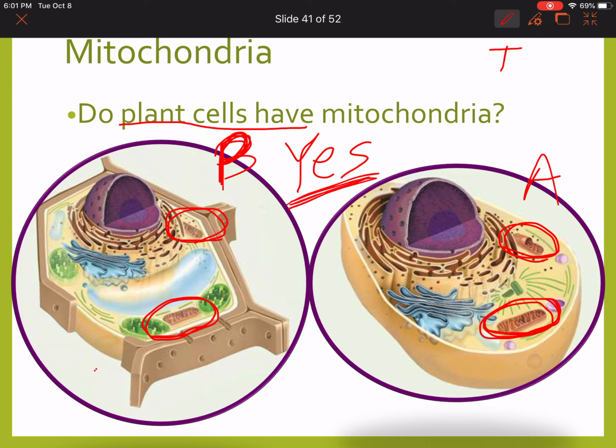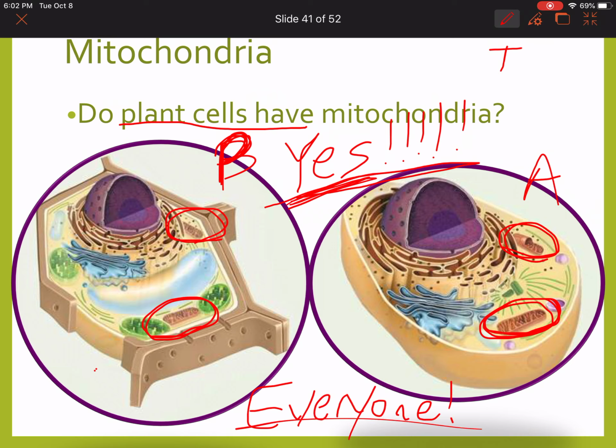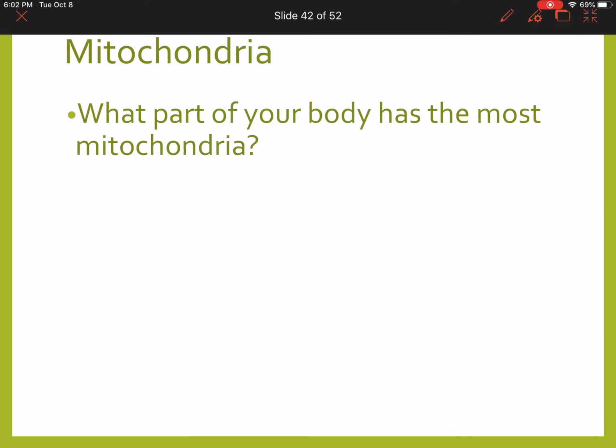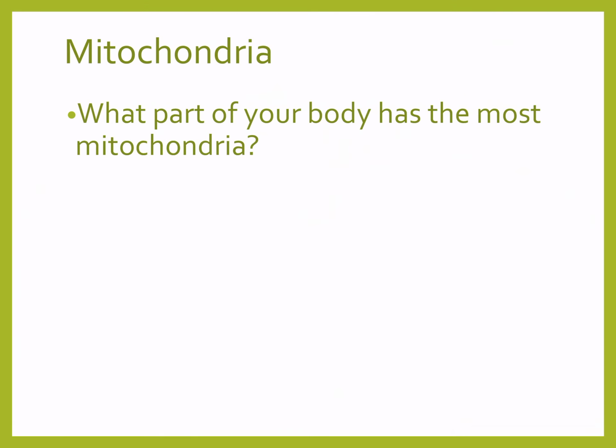I am very tired of people losing points on test questions for telling me that plants have chloroplast and animals have mitochondria, because it's not true. Plants have chloroplast. Everybody has mitochondria. Mitochondria are everywhere. And now y'all aren't going to miss that on the test, right?